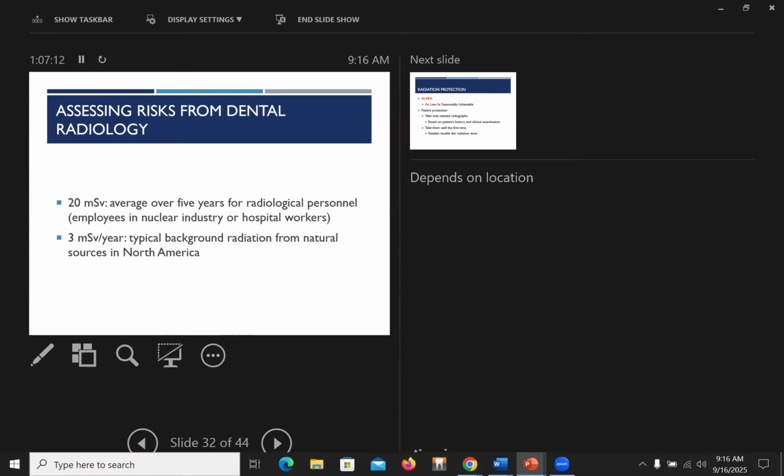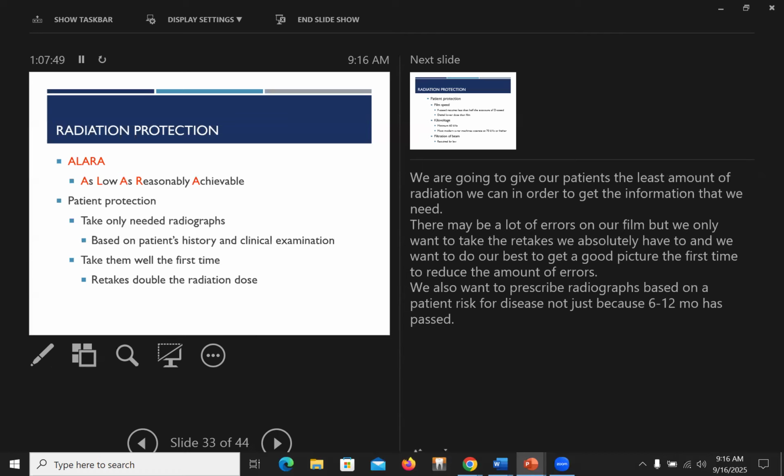3 millisieverts for a year is the typical background radiation from natural sources in America. So that's the sun, that's radon coming up out of the ground or the rocks. In certain areas in the world, there's more radon being emitted from granite and the earth. Then, of course, there's the sun. There's all of our electronics that we are bombarding ourselves with. There's food, they radiate food. You fly in an airplane. There are just gobs of places where we are exposed to natural background radiation. So about 3 millisieverts a year.